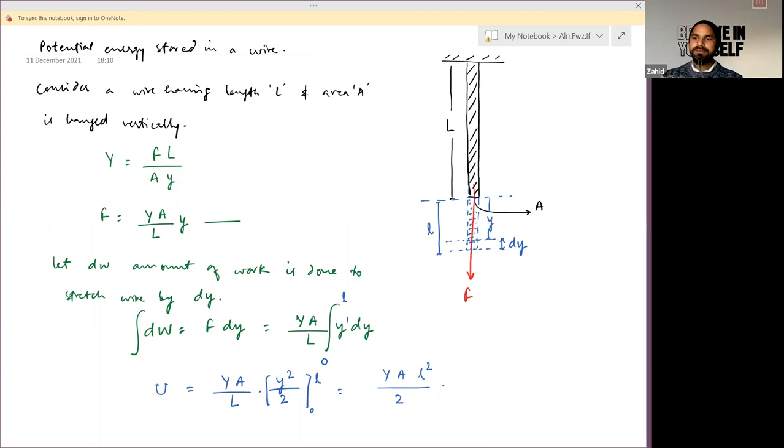Okay, just write it down to this part. Done, sir.